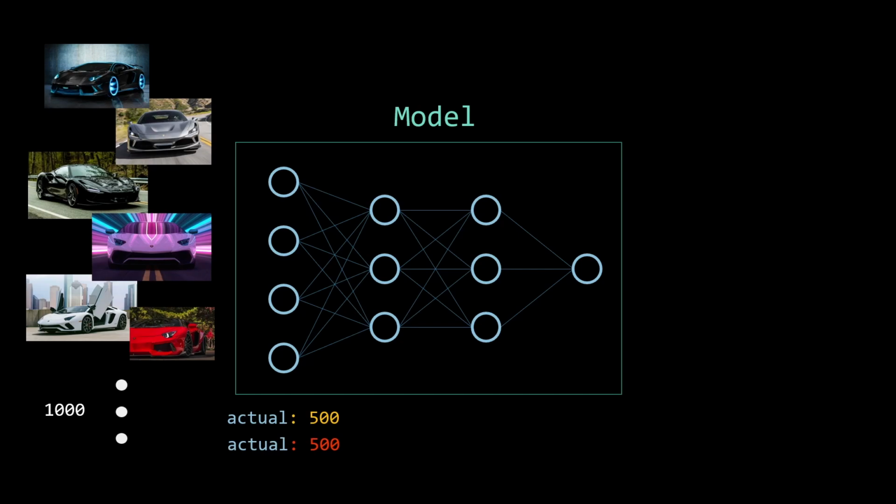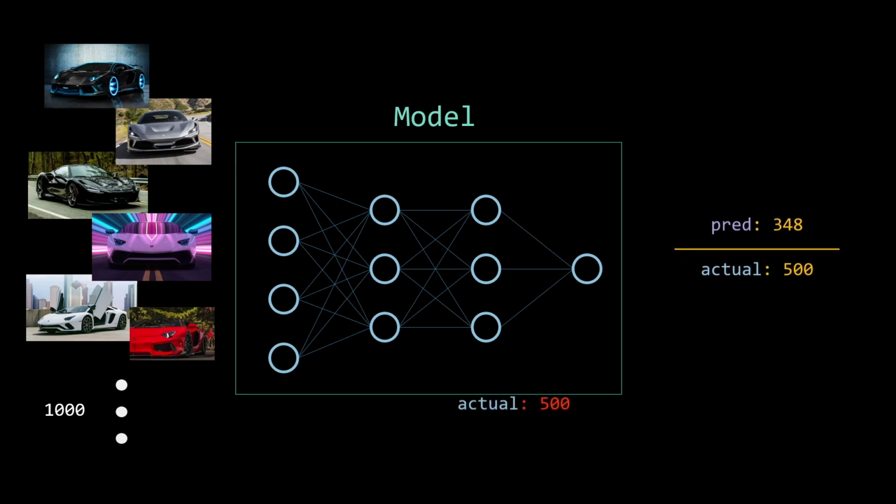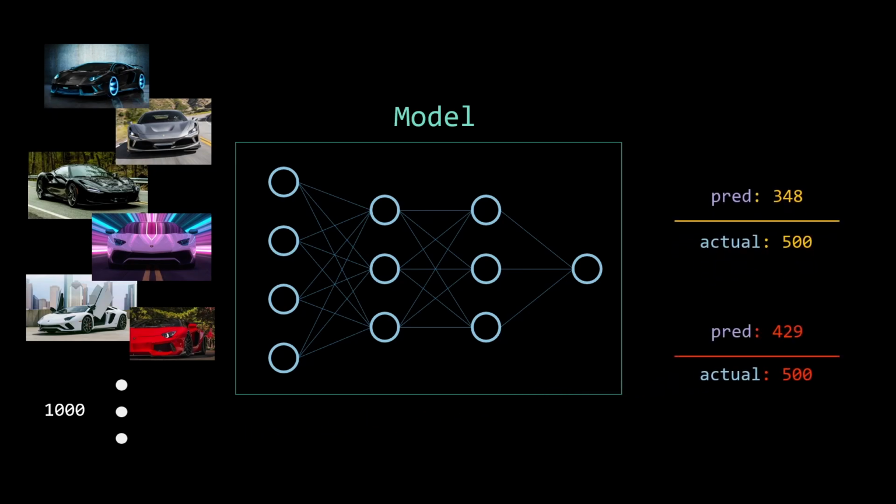Of them, 500 are Lambos and 500 are Ferraris. And after running them through the model, of the 500 Lambos, let's say the model predicted 348 of them to be Lambos, and of the 500 Ferraris, the model predicted only 429 to be Ferraris. Well, given these findings, how can we organize them in such a way that we can extract more information and insight about how the model is performing?